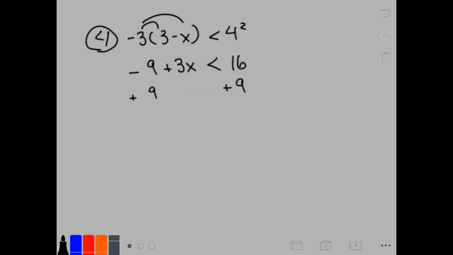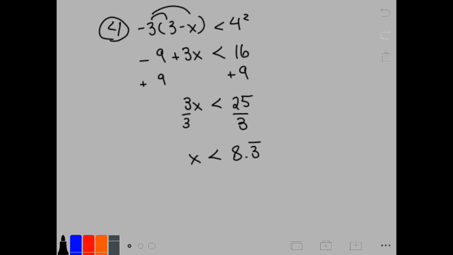Now we can add 9 to both sides. That'll give me 25. And then I can divide by 3. And what do I get when I divide by 3? Well, I'm going to get x is less than, well, I'm not going to get a whole number or an integer here. I'm going to get 8.3 repeating. But I don't really like working with those repeating decimals, so let's change that. So 0.3 repeating, I've seen that enough times. That's 1/3. So x is less than 8 1/3.